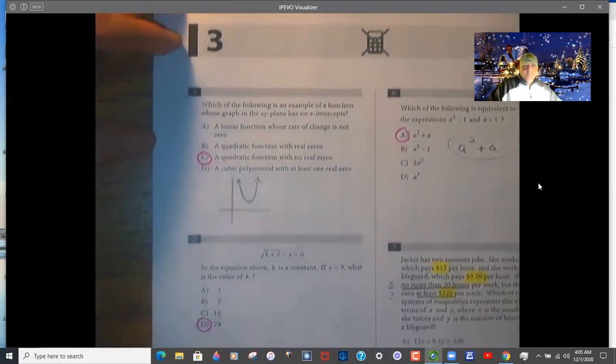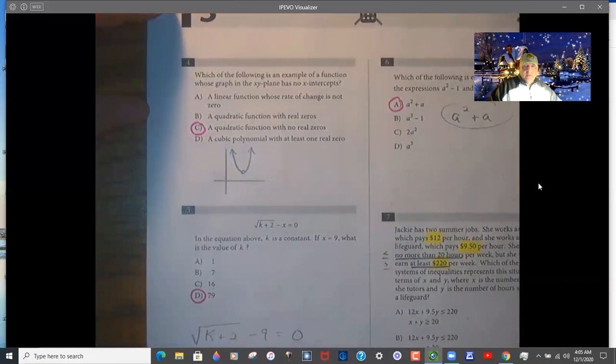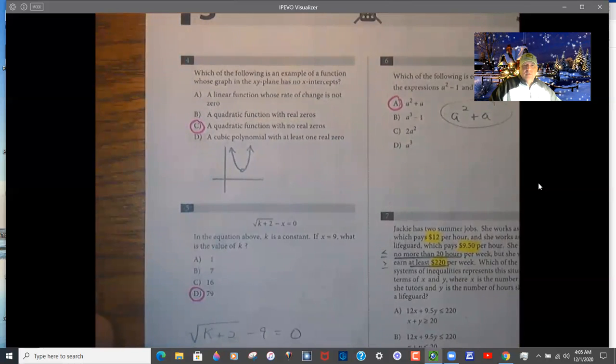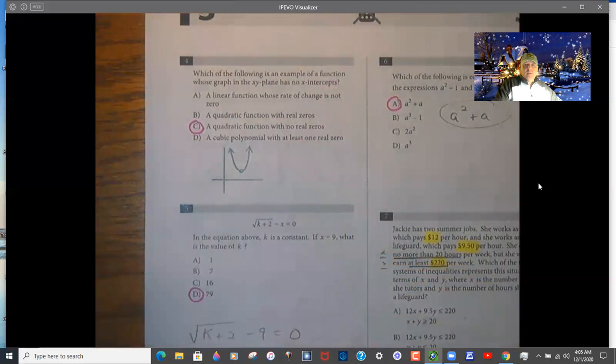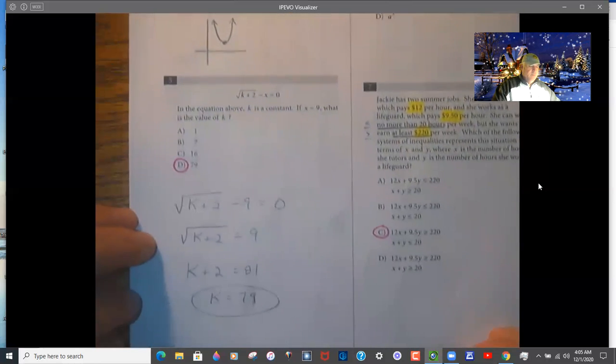Problem 4. Which of the following is an example of a function whose graph in the xy-plane has no x-intercepts? So a quadratic with no real zeros. Okay, everything else will have an x-intercept or can have an x-intercept.